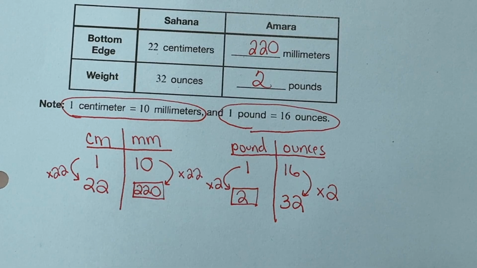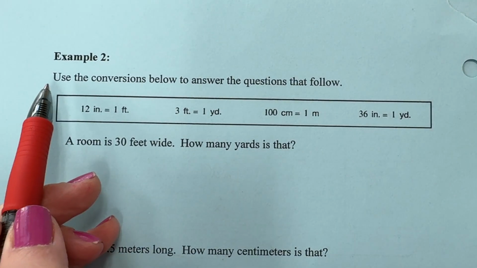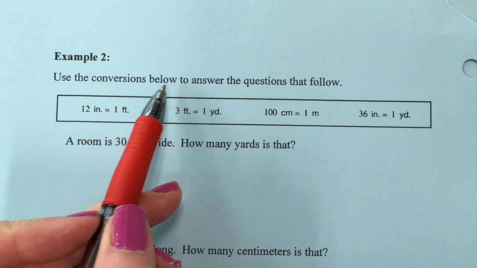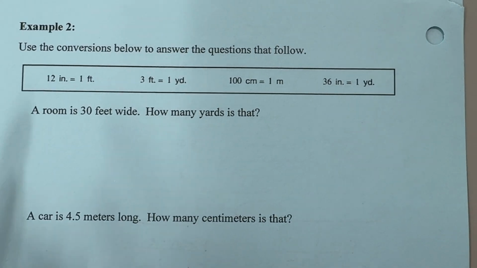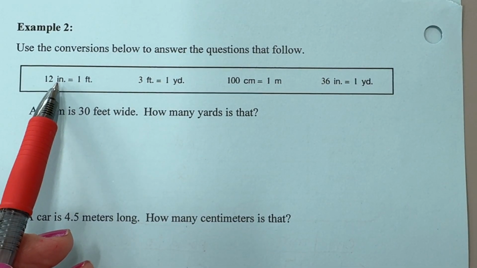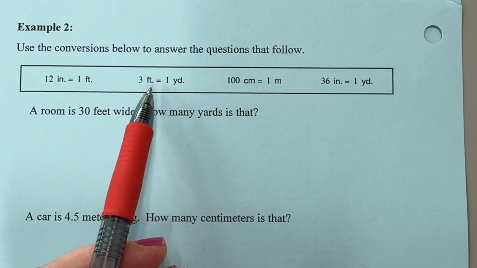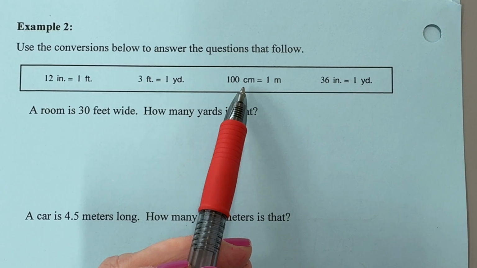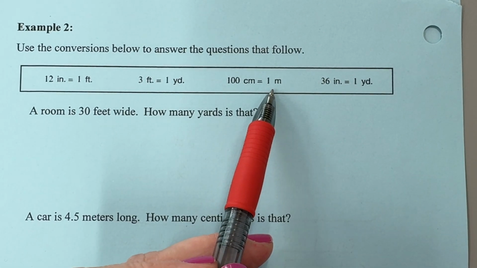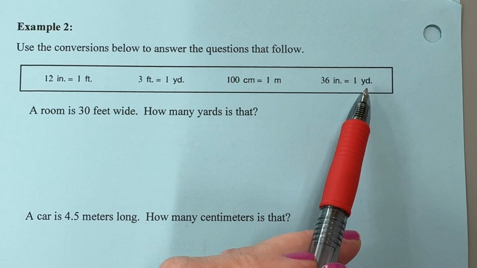Okay, let's turn the page to page 40. Here we have example 2. Use the conversions below to answer the questions that follow. So here are my 4 conversions. 12 inches is equal to 1 foot. 3 feet is equal to 1 yard. 100 centimeters is equal to 1 meter, and 36 inches is equal to 1 yard.